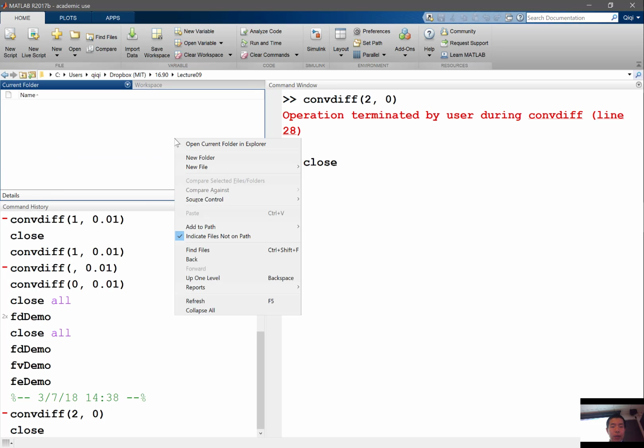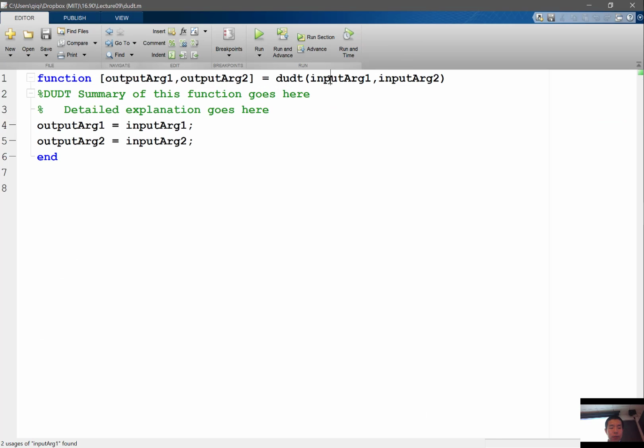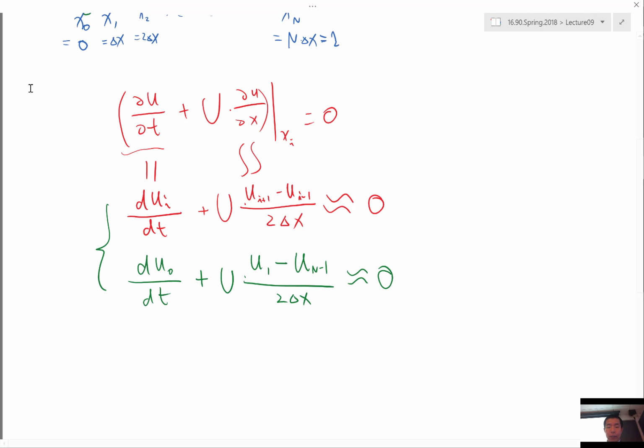Okay, so what we are going to do is, how do we solve an ODE? We have to create a function that says du dt, where u is our solution. So we don't care about time, and we have u, the output is dt of u. So how do you compute it? We follow this formula.